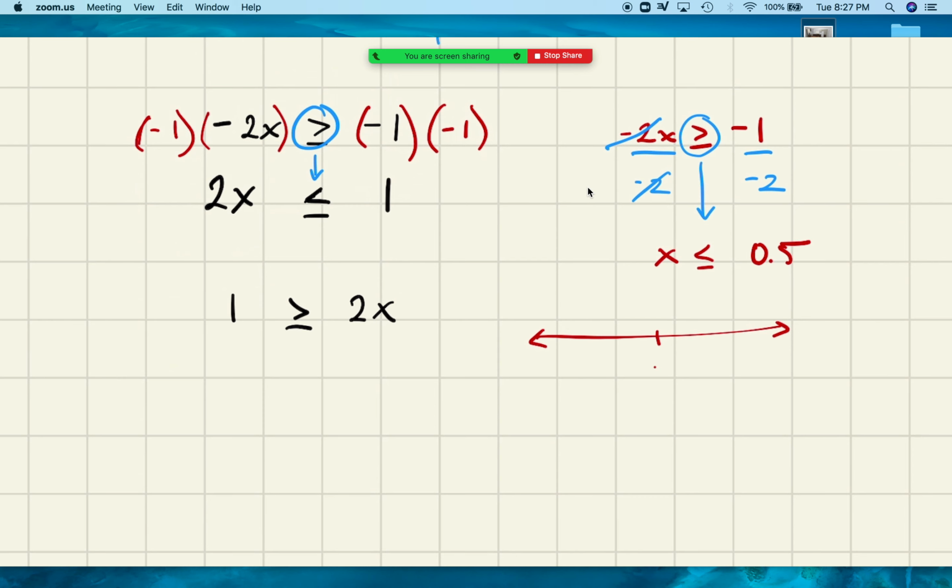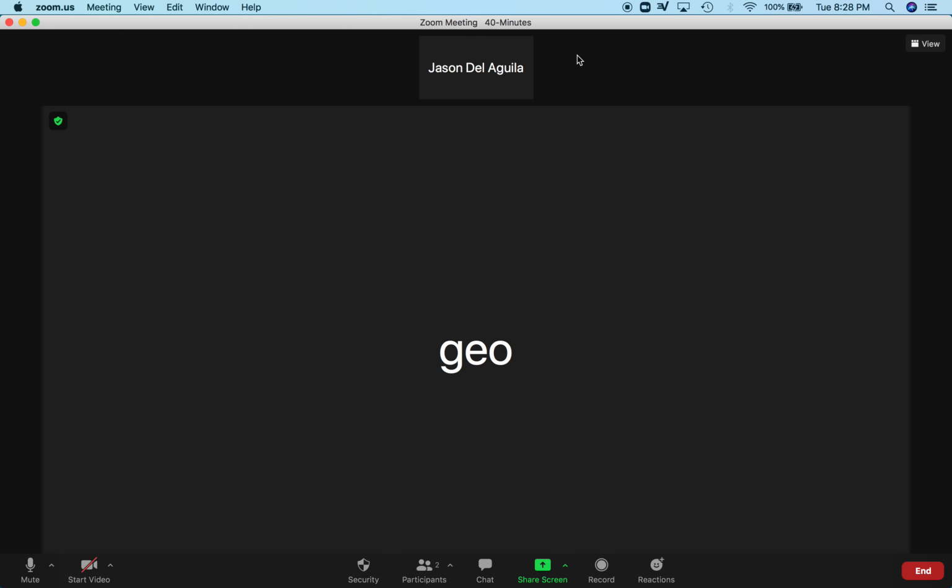which means on the number line, if this was like 0, 0.5, I'd have a closed dot because it's the equal to part, and then less than, smaller. So that's the third answer. That's finally solved.